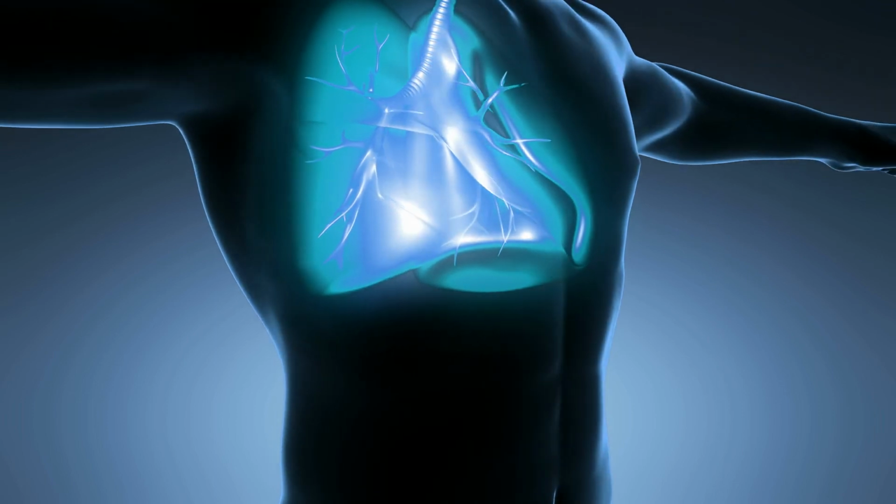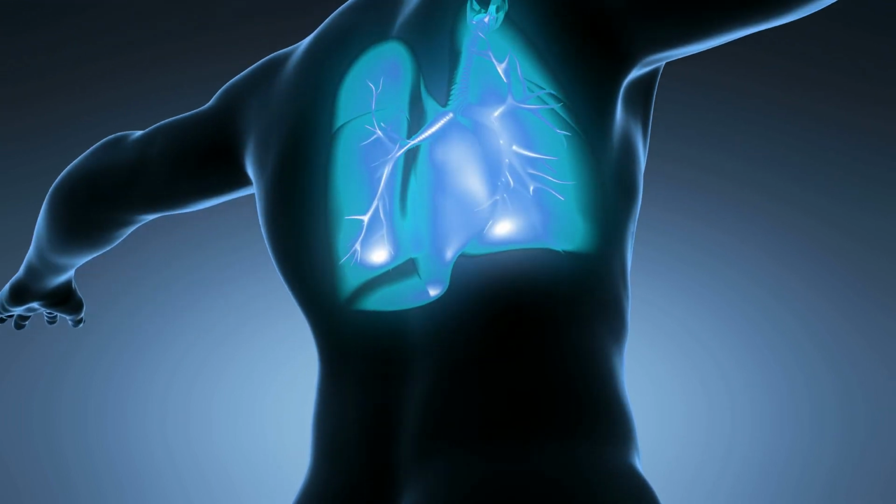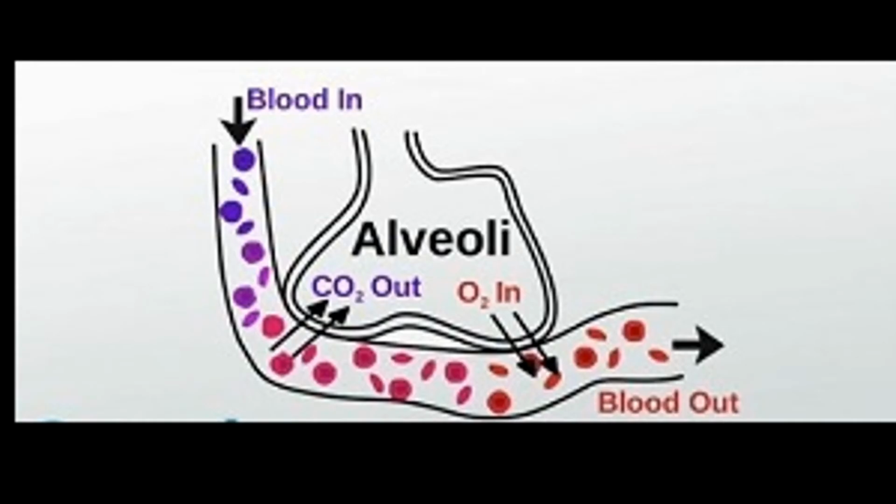Gas exchange takes place at the site of the lungs. When the air reaches the alveoli, oxygen will pass through the thin walls of these tiny air sacs in order to enter the bloodstream. Likewise, carbon dioxide will make its way from the bloodstream into the alveoli and the lungs in order to be exhaled.